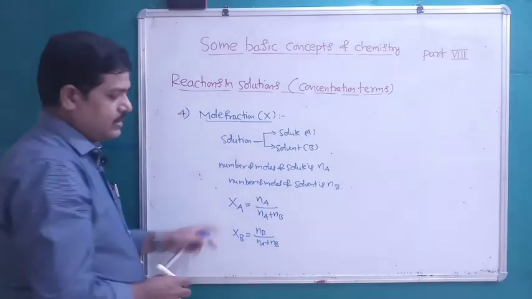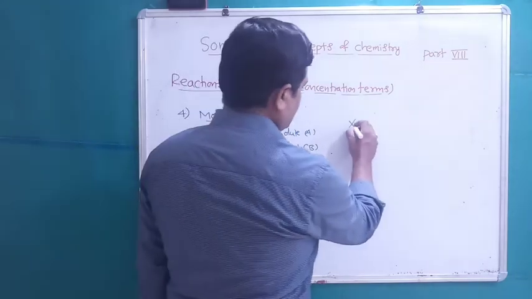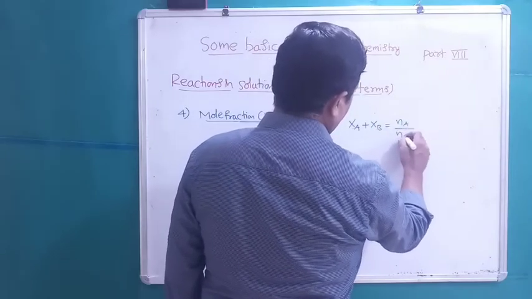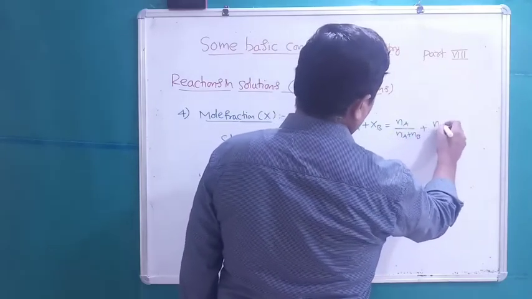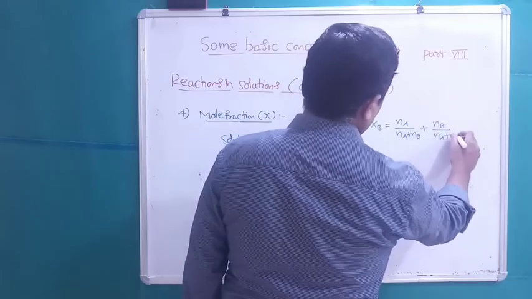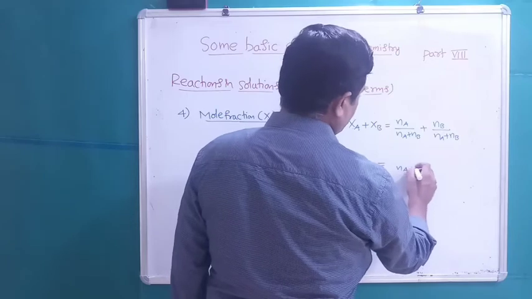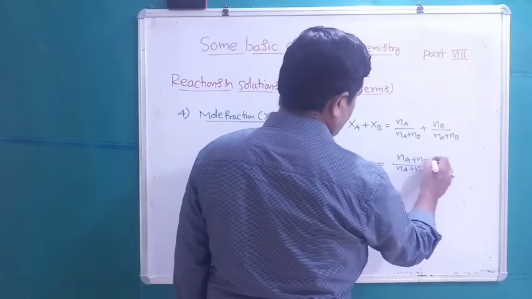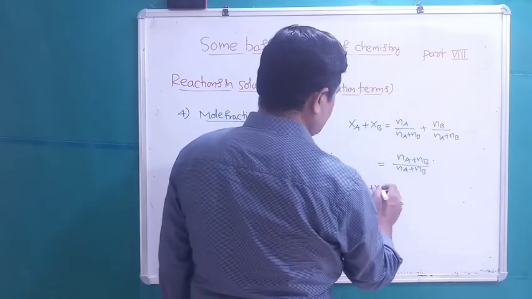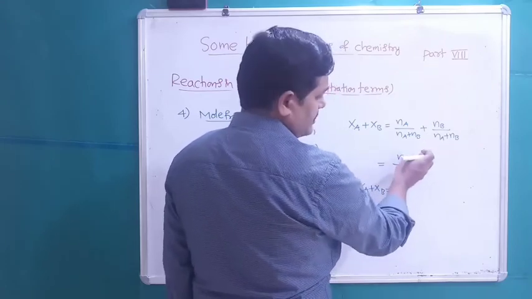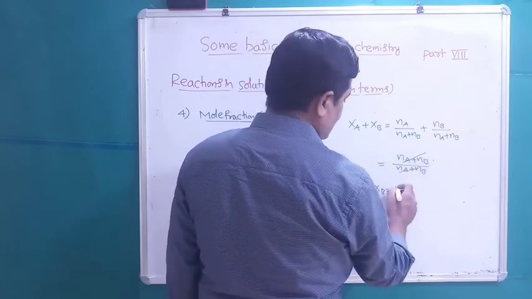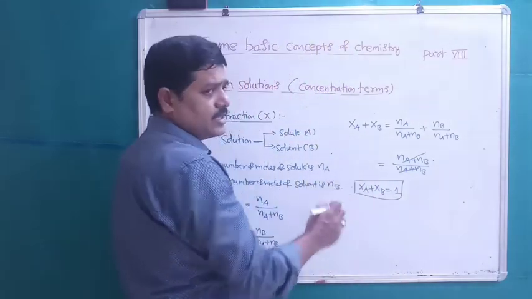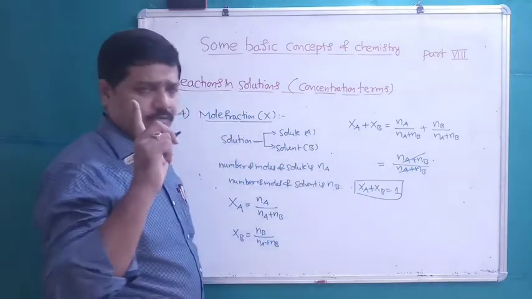Let us take the sum of mole fractions. XA plus XB is equal to Na by Na plus Nb plus Nb by Na plus Nb. Here LCM is Na plus Nb. In the numerator also we will get Na plus Nb. So XA plus XB is equal to Na plus Nb by Na plus Nb, which will get cancelled. We are getting it as 1.